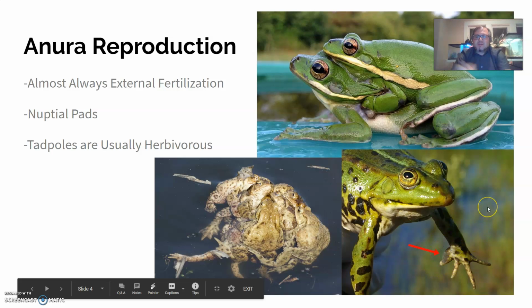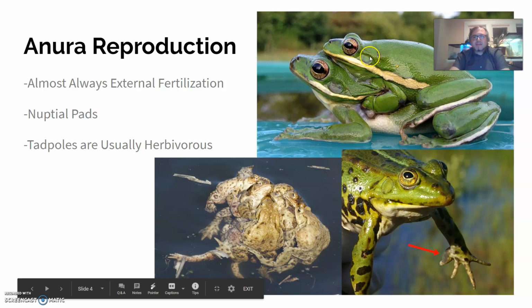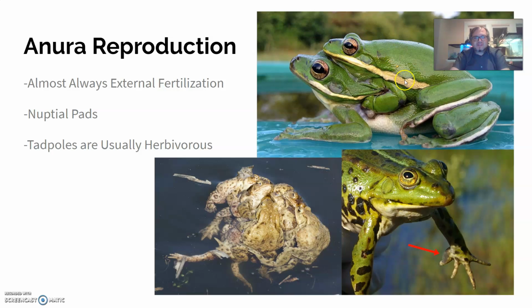digit is kind of enlarged, and it's designed to help them keep hold of the female during what we refer to as amplexus. Amplexus is when the male mounts on top of the female, and with most frog species, you will see that the male is significantly smaller than the female by comparison.